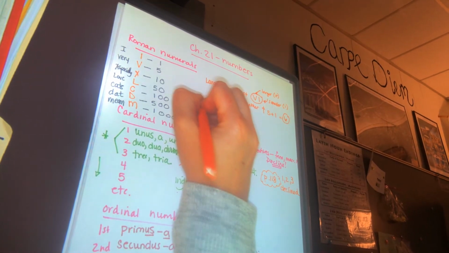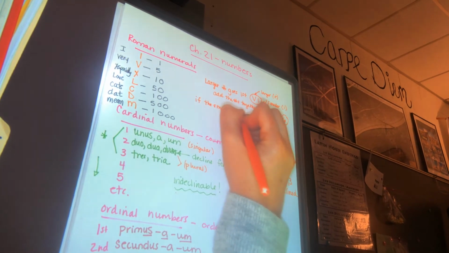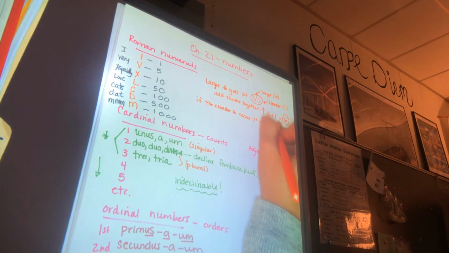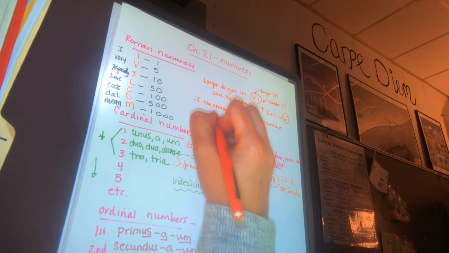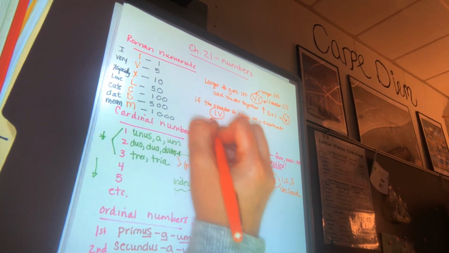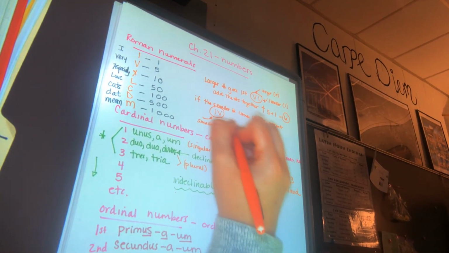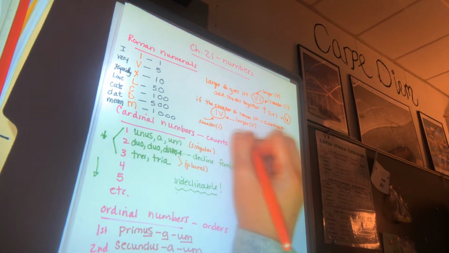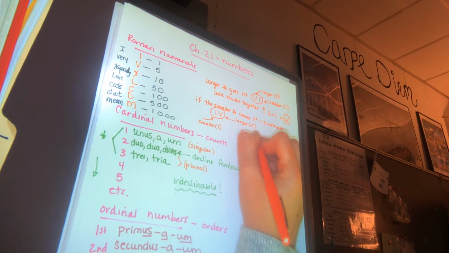If, however, the smaller digit comes first, you subtract. So if it was IV, the I is smaller, right? It's only a 1. The V is larger at 5, so you subtract 5 minus 1, and that equals 4.